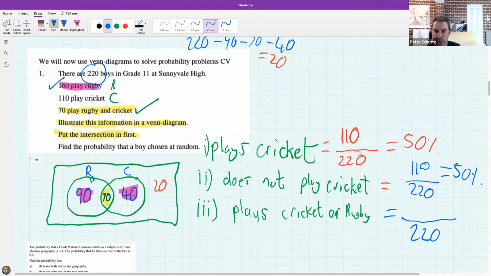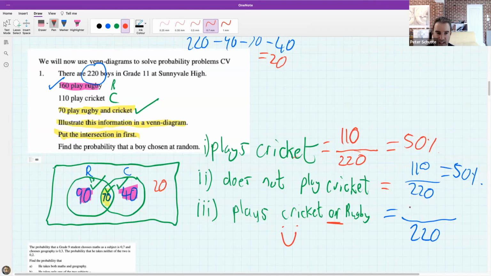But how many people play cricket or rugby? Which regions do you think I'm going to have to count if they play cricket or rugby? I added the intersection plus the rugby and the cricket, and then I got 200. So I would add the 90 plus the 70 plus the 40. Can you see why? Because it's not and, it's or. So it can be either of the two. It's the union, the smiley face one.